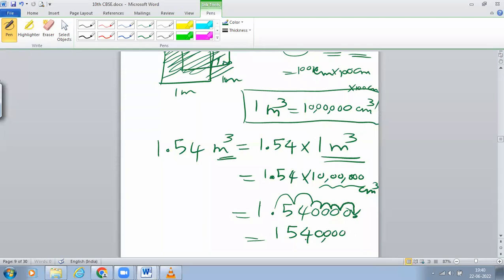Therefore, the answer is 15,40,000 centimeter cube. Are you able to understand? Yes, sir. So this is the answer for 1.54 meter cube. 1.54 meter cube is 15,40,000 centimeter cube.